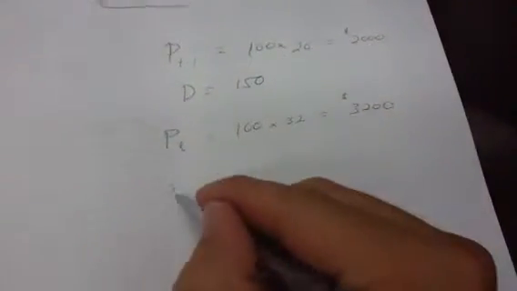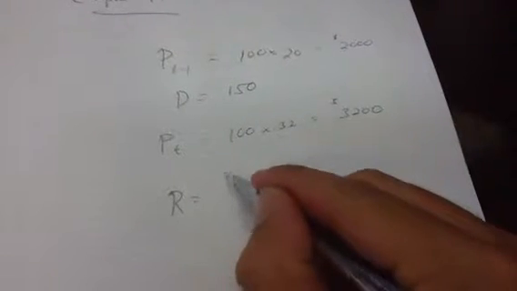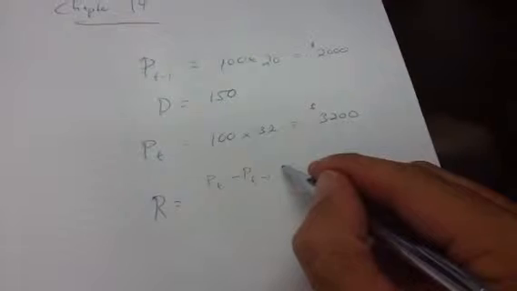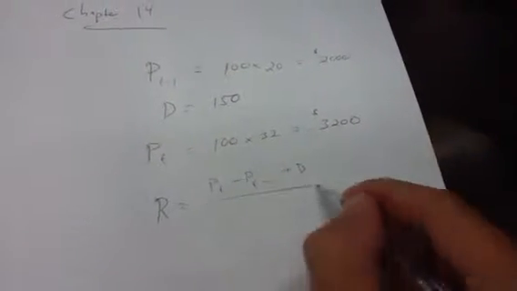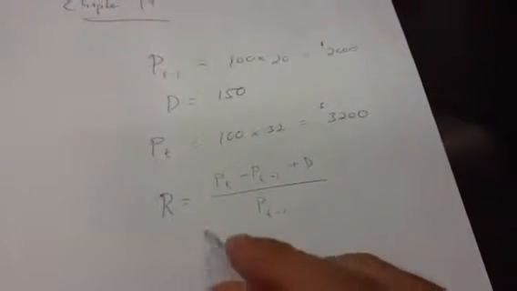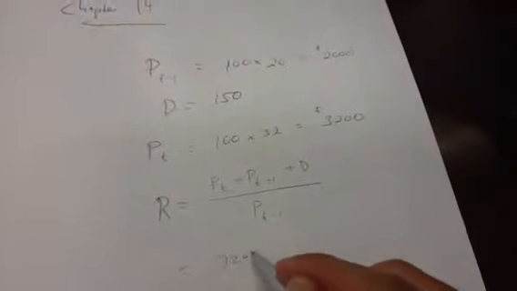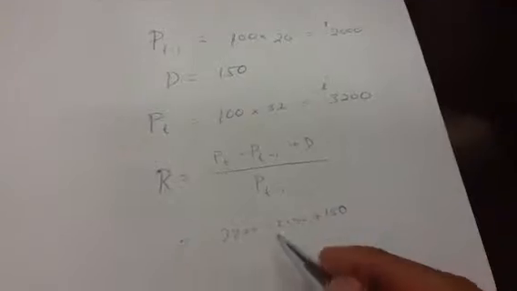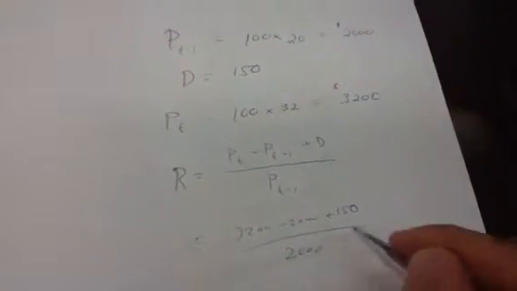Remember, your return is your new price minus your initial price, your buy-in, plus any dividends or coupons made, and then standardized or divided by the old price. And if you want to multiply by 100%, you can. So this would be 3,200 minus 2,000 plus 150 over 2,000, and you'll get a decimal, a proportion, if you do it this way. And what would we get?